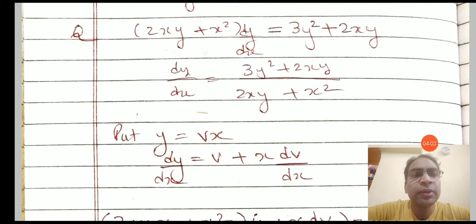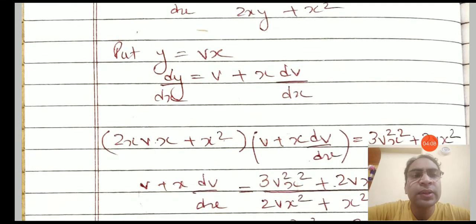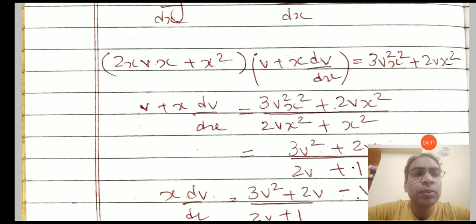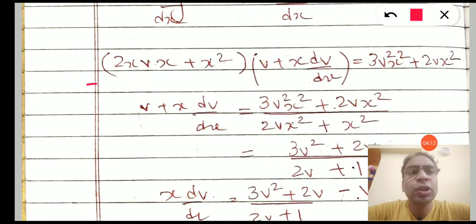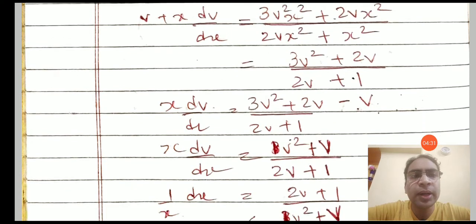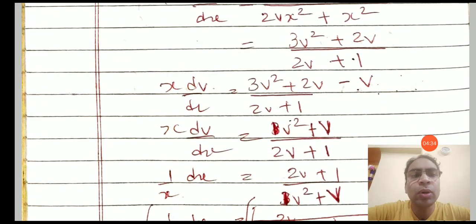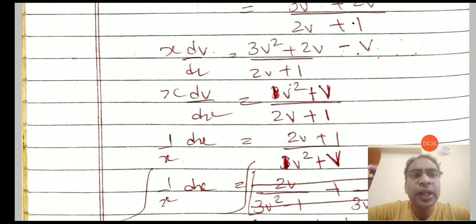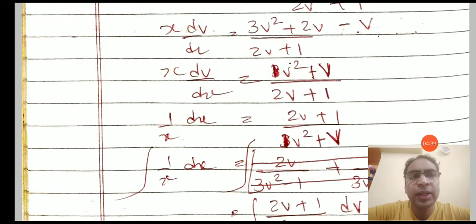As we can see in this equation, we have performed the substitution y as vx and dy by dx as v plus x dv by dx. Just by performing these substitutions, the equation becomes something like this. You can note down the equation and perform the substitutions by yourself and verify the solution. Now we need to convert this into variable separable, so we need to separate the variables here. That means we will keep all the x variables on one side and all the y variables on the other side. You can see the solution.